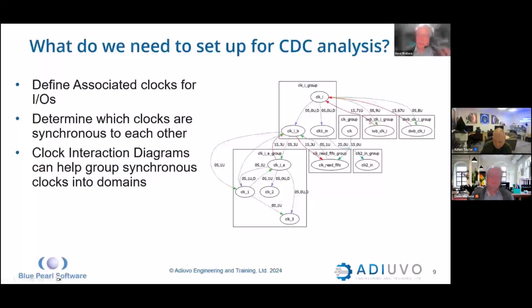Now that suggests that whoever designed this logic either didn't know or care about synchronization, or maybe was thinking of these two clocks as being synchronous to each other, so he didn't need to worry about synchronization. So that suggests that maybe these two domains should be merged, that this clock should really be part of this clock I group here. At least it's something that you want to investigate and look at more closely. So this is a diagram that can help you figure out what the synchronous relationships are between the clocks in your design.